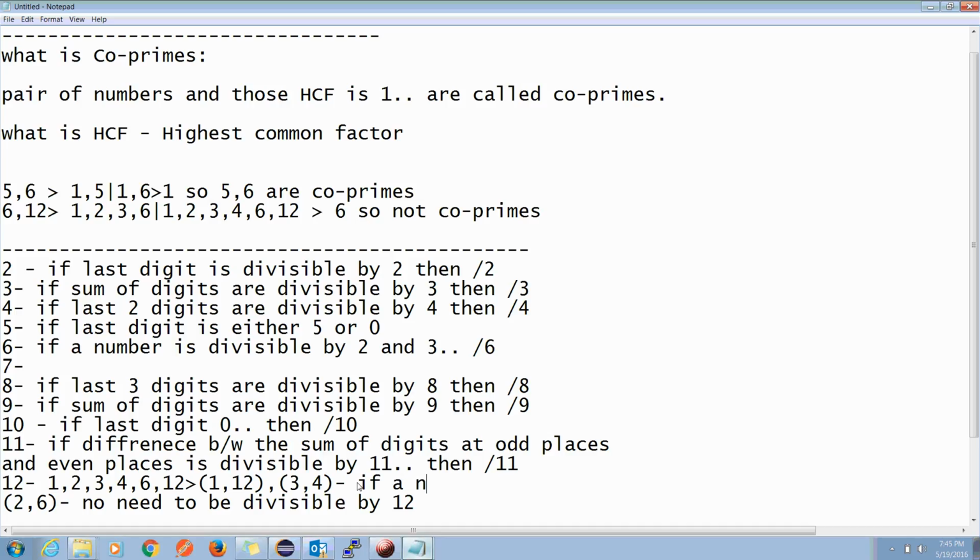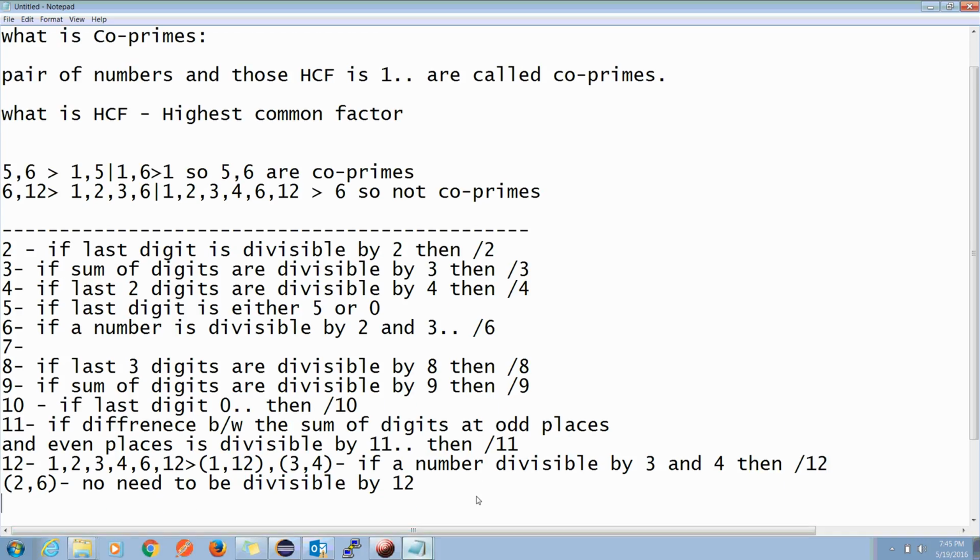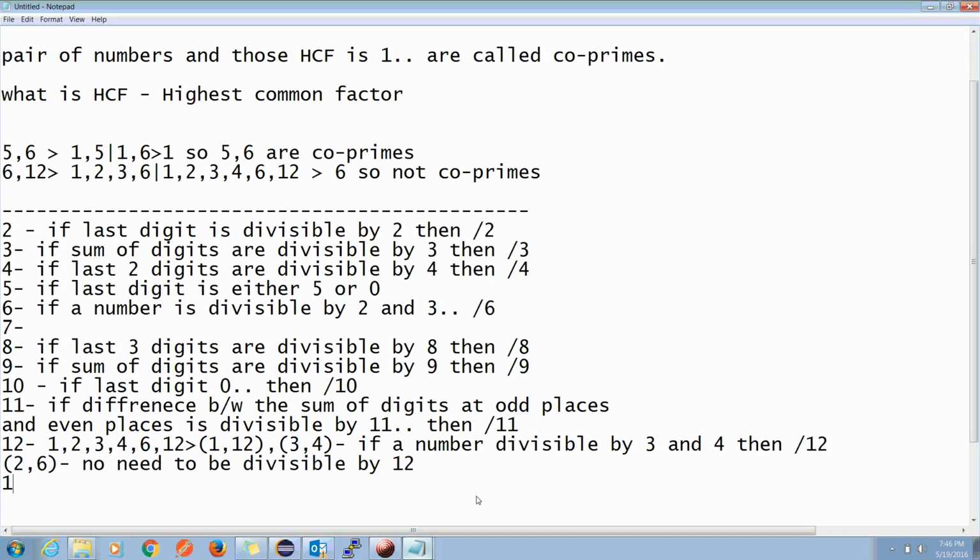If a number is divisible by 3 and 4, then that is divisible by 12. So it doesn't make sense to check for 1 and 12. So I hope you understand about the co-primes. I will explain about 13 in the next part.